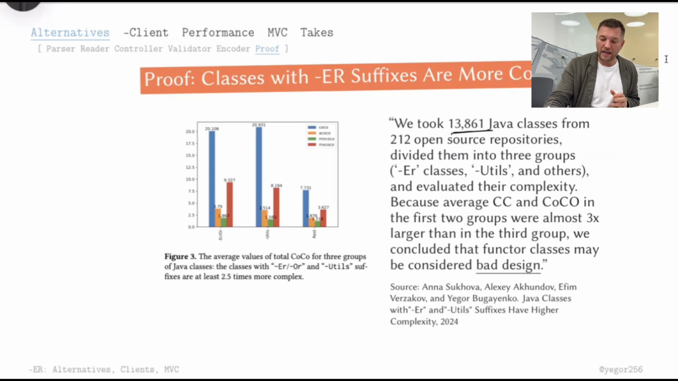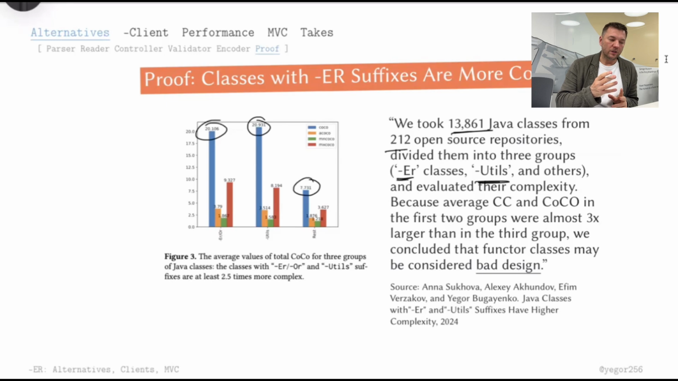That was our assumption. What if we compare the average complexity of classes which are normal classes and the average complexity of classes which are ER controllers, managers, controllers, all that stuff? And you see what we found. We found out, and we analyzed 13,000 Java classes from 212 open source repositories. We grouped them into three separate groups. We got ER classes, we got utils classes, those are suffixes, and we got all other classes. And this is the complexity.